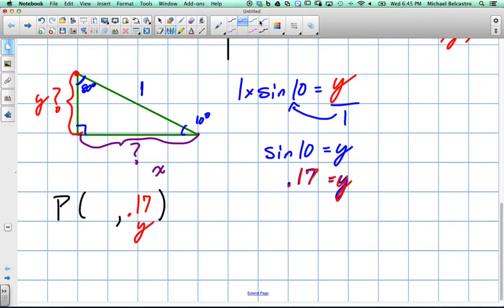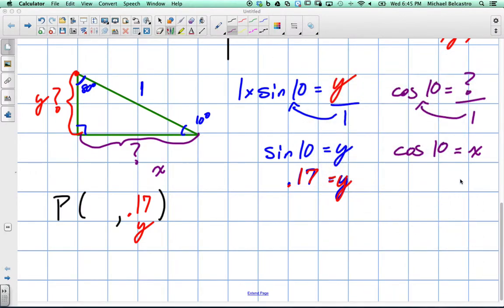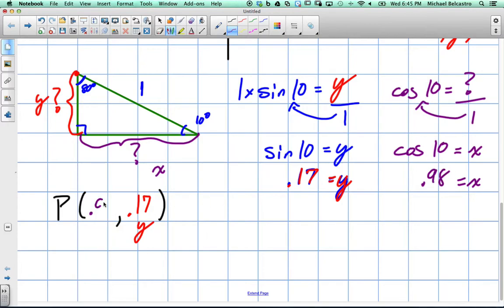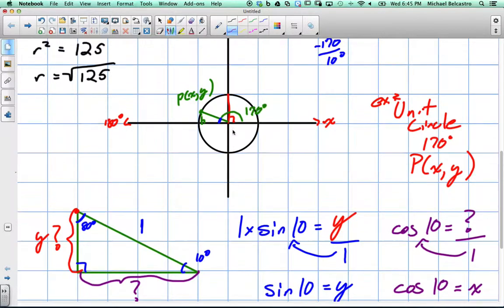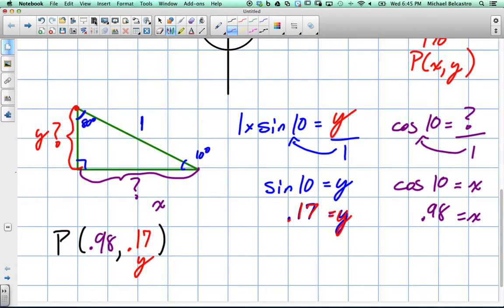If we want to find the x value, I can do cos. Cos 10 is equal to adjacent over the hypotenuse, which is 1. Same idea, we multiply by 1 and it won't change anything. So cos 10 equals our x value. That's our unknown, okay? So we find out what cos 10 is. Cos 10 is 0.98. So x is equal to 0.98. So the x coordinate is 0.98, which makes sense, right? Because our radius is really small, so we know they're going to be less than 1, and it's pretty close to our x-axis in that coordinate.